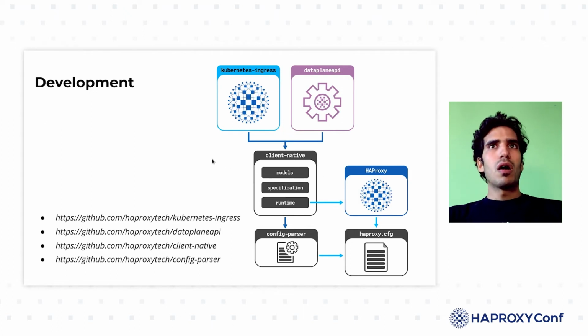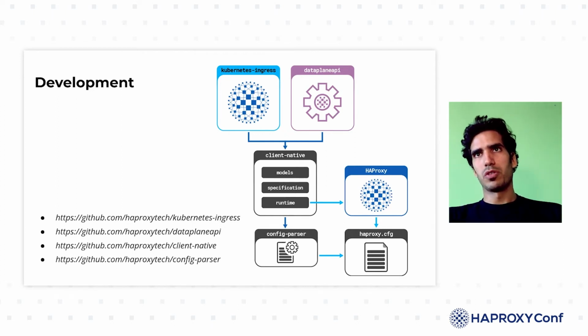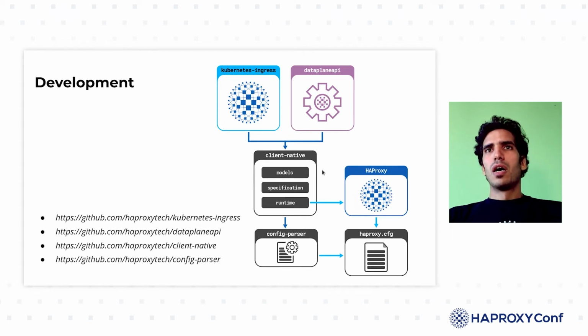So in the Kubernetes Ingress controller, we are reusing these projects to be able to introduce custom resources. We will see in the next slide how to do this. But before moving to the next slide, I'd like to mention that we also have the data plane API project, which relies on the same libraries to be able to update HAProxy by receiving RESTful HTTP requests from the user.